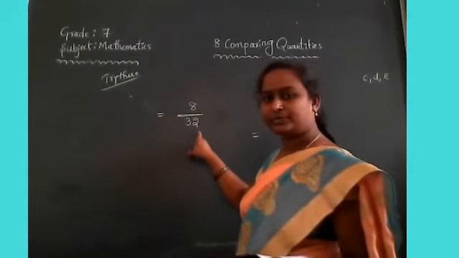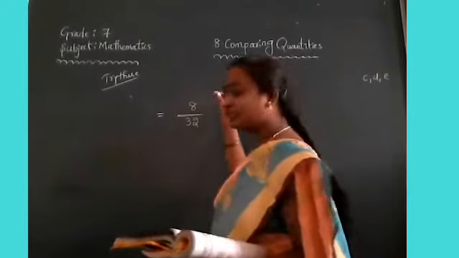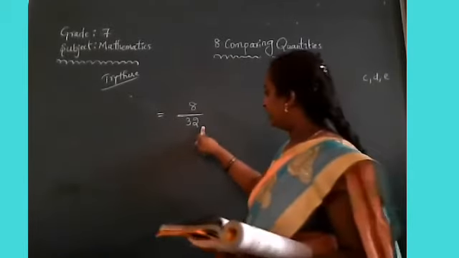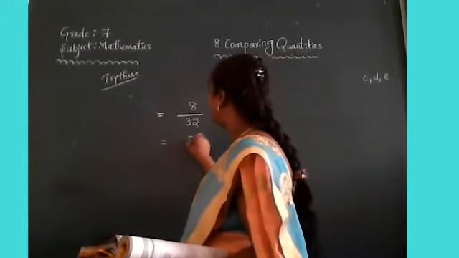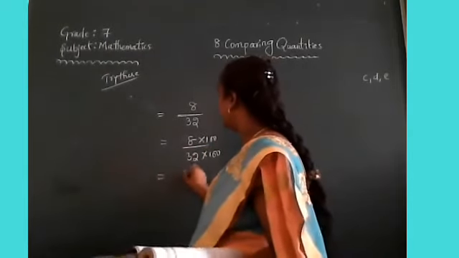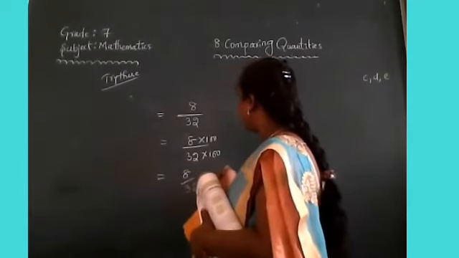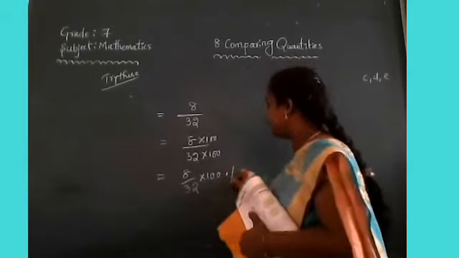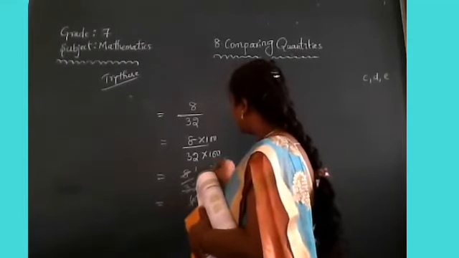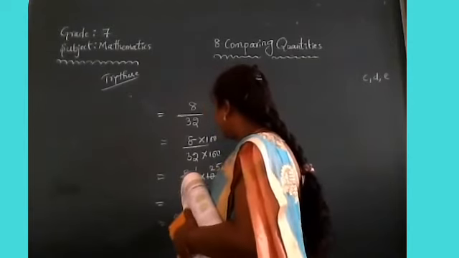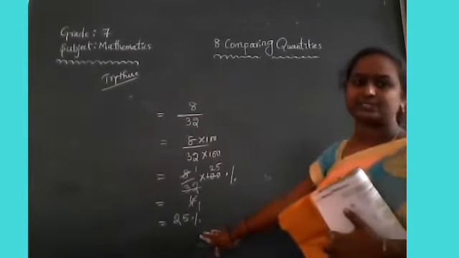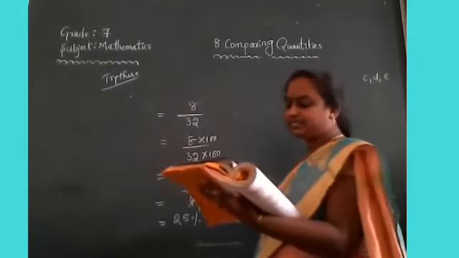So that is 8 by 32. Next, we have to convert this into percent. Is the denominator 100? No. So you have to multiply the numerator and denominator by 100. Then 8 by 32 into 100, and 1 by 100 is a percent. Simplify: 8 ones are 8, 8 fours are 32, 4 ones, 4 twos, 25. The percent of 8 by 32 is 25%. So 25% of students are absent.